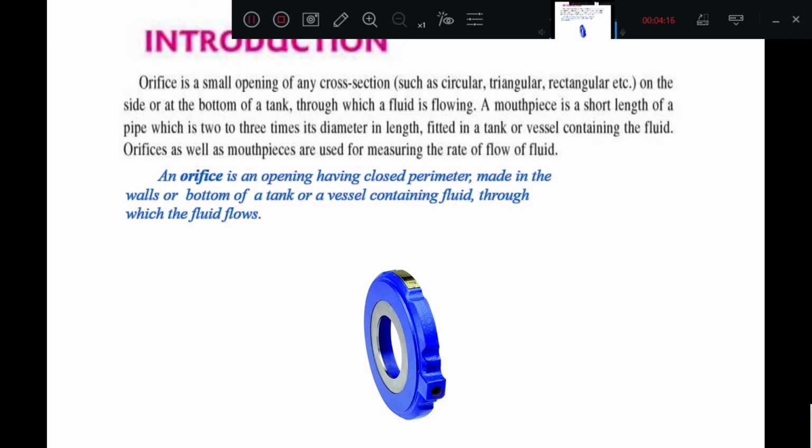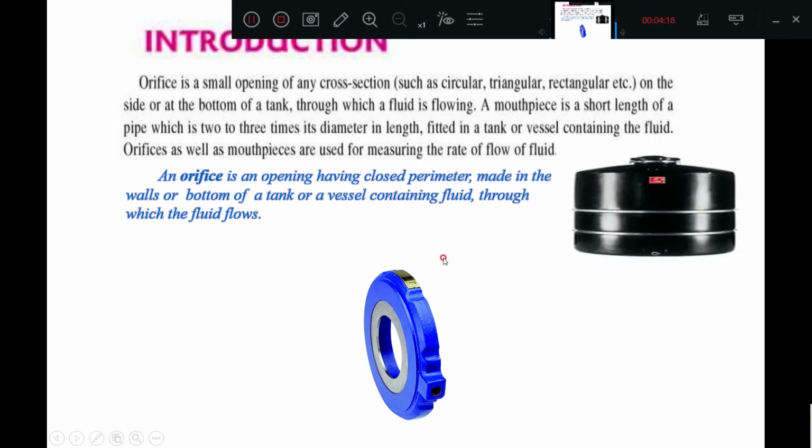Just look at this picture. It is a water tank, and here, look at this one. Here an opening is provided, that is just a hole. This is nothing but an orifice. Once a hole is provided, then the orifice plate will be fitted like this, just to draw the water. This is called an orifice.